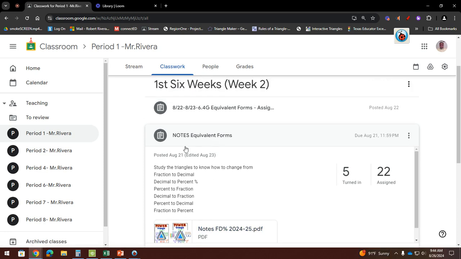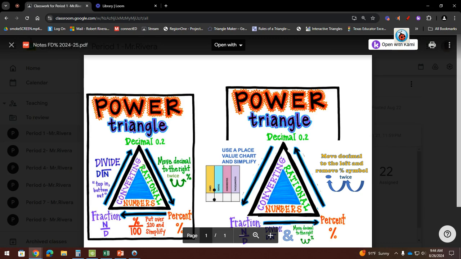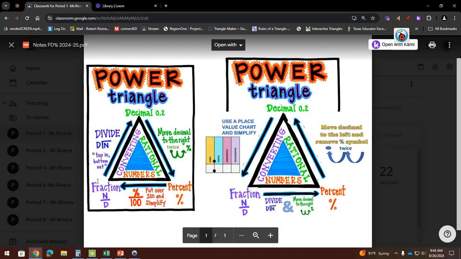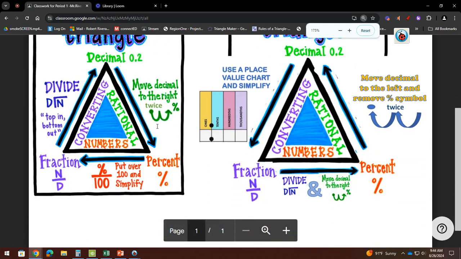So if you go to your notes, equivalent forms, the triangle that you're gonna need today would be this guy, okay? Because the four problems that you're gonna do at home are going from fraction to decimal. Now, some of you are not sure how to use this, so I'm going to remind you.